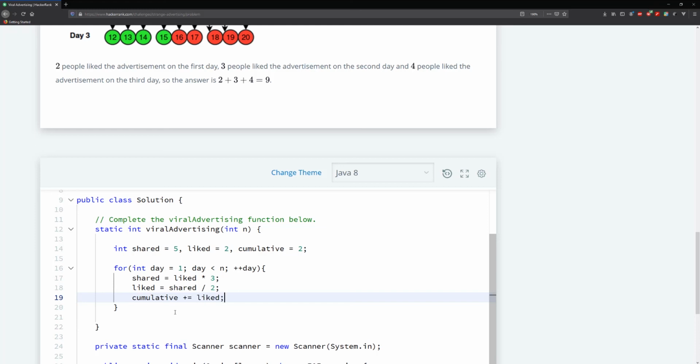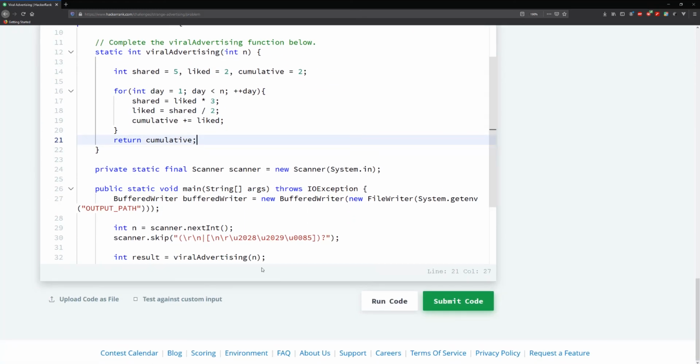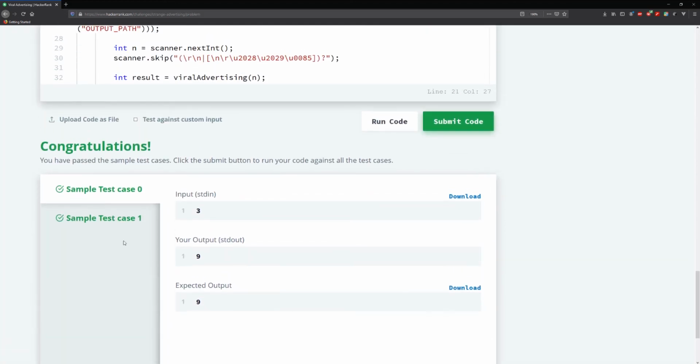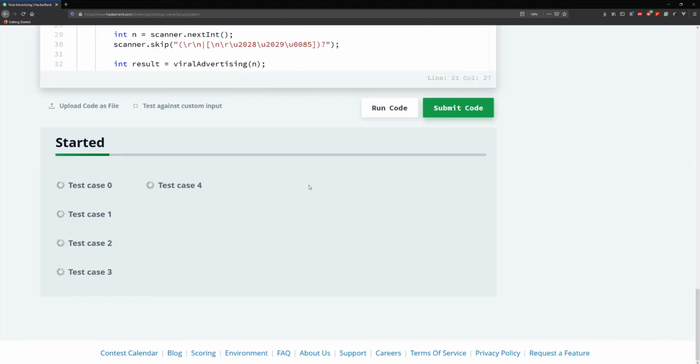And all we have to do now is return cumulative, and this should be it for this problem. So let's go ahead here and run this code, and it works, and let's submit.